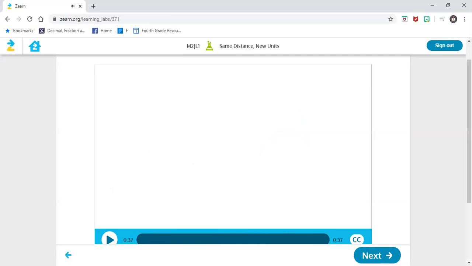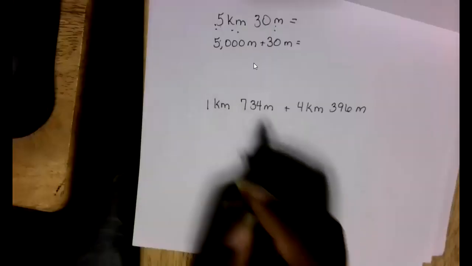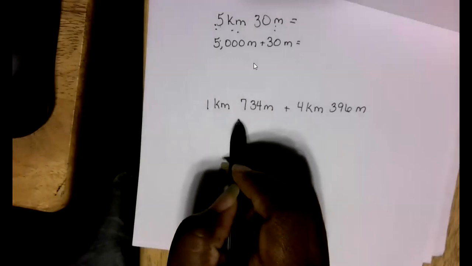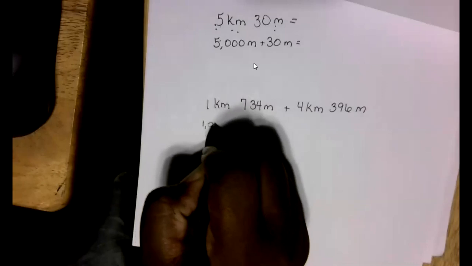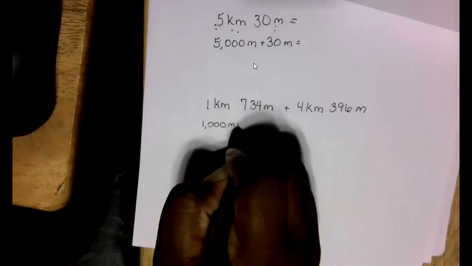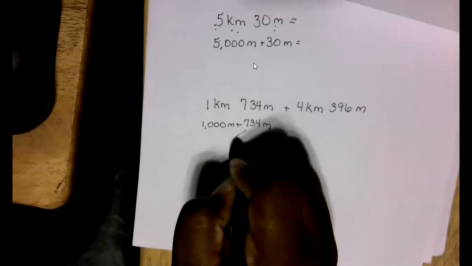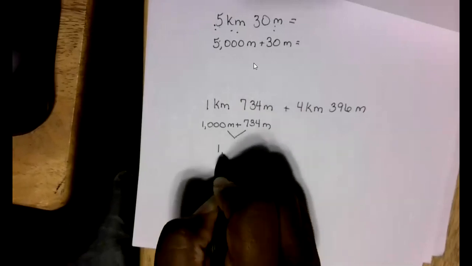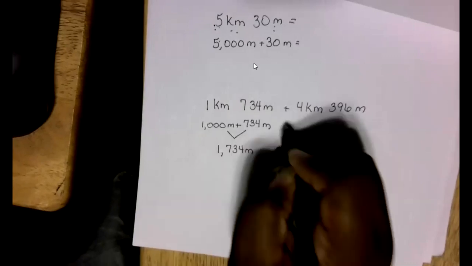Okay, so we're going to convert. Make sure we're using that vocabulary word. Convert each addend to meters. All right, so we're going to change the first one to meters first. So my 1 kilometer will give me 1,000 meters plus 734 meters. So this together will give me 1,734 meters. Okay, now we're going to do the other side.